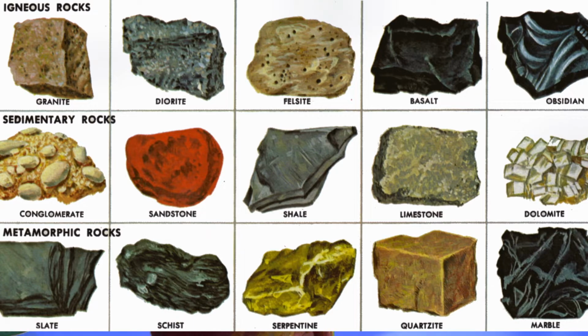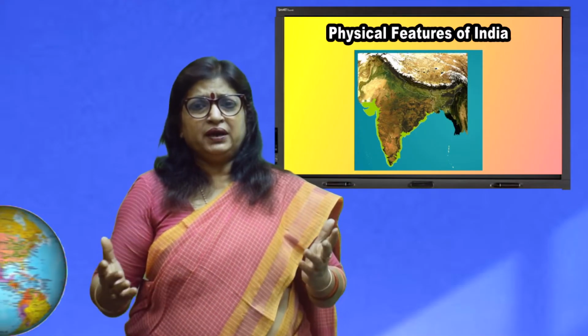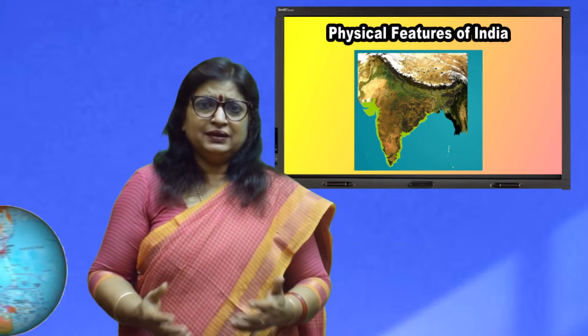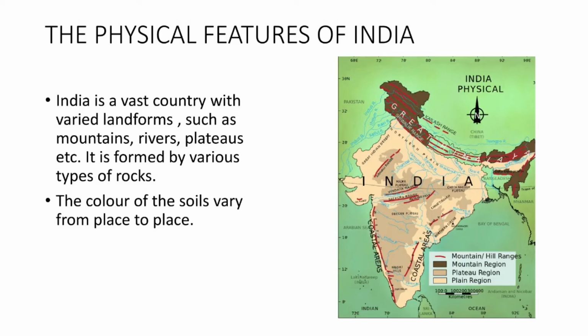These landforms are made up of different types of rocks, such as igneous, metamorphic and sedimentary. So the question arises, how has such a big landform been formed? There are various theories that tell us about the landforms, the physical features of India.